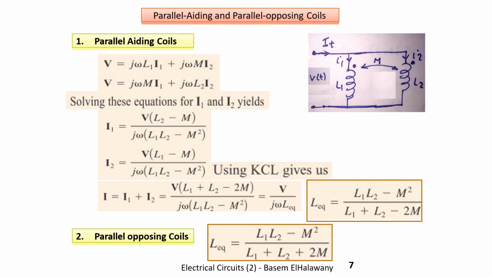And then solving these equations for I1 and I2 yields I1 is equal to V into (L2 minus M) by j omega (L1 L2 minus M square). Using Kirchhoff current law gives us the equation of I, and we get the simplified form of L equivalent as L equivalent is equal to (L1 L2 minus M square) by (L1 plus L2 minus 2M).